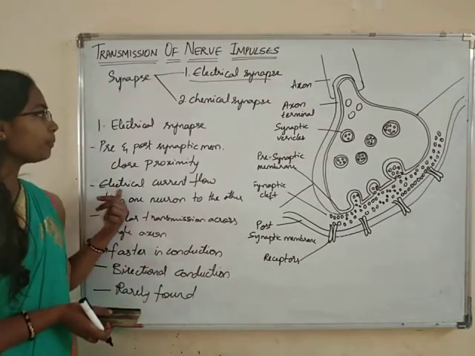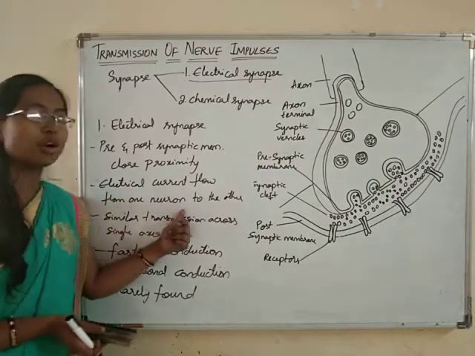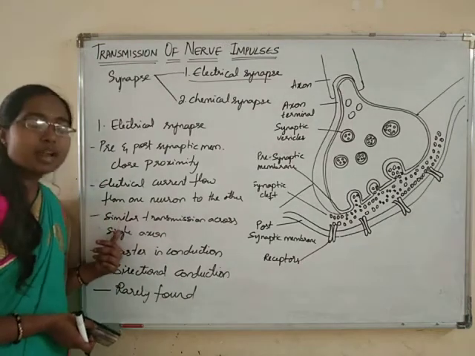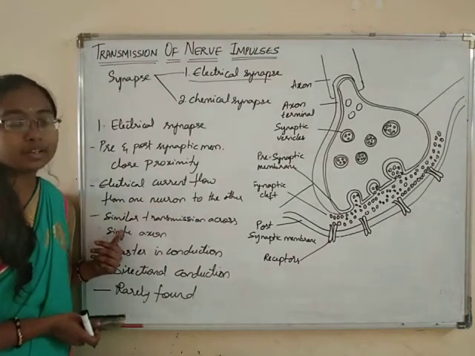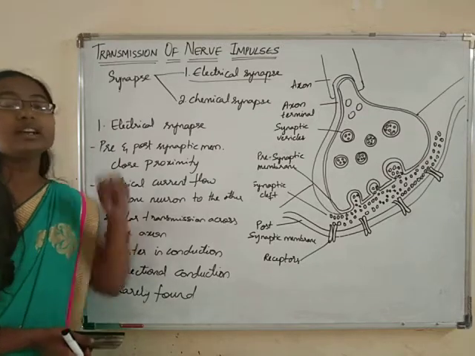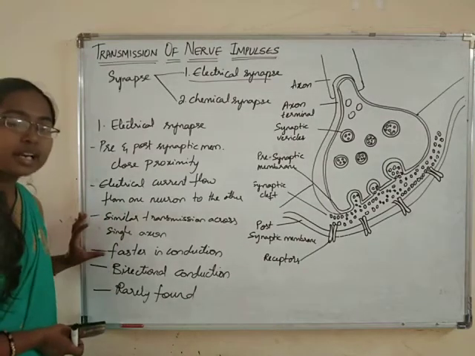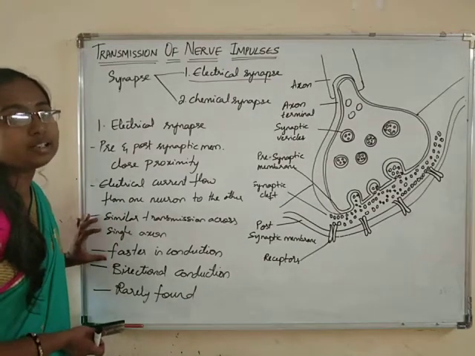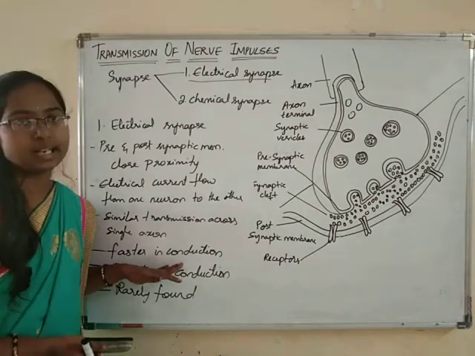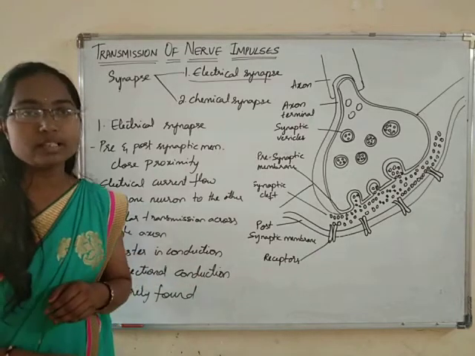And in the electrical synapse, the electrical current will flow directly from one neuron to the other neuron. And the transmission of the impulses in the electrical synapse is similar to the transmission of the impulses across the single axon. And the conduction of impulses across the electrical synapse is very much faster when compared to the chemical synapse.